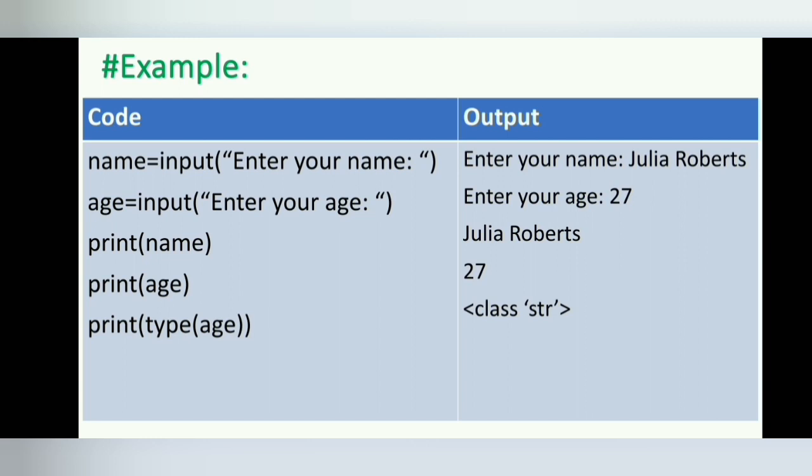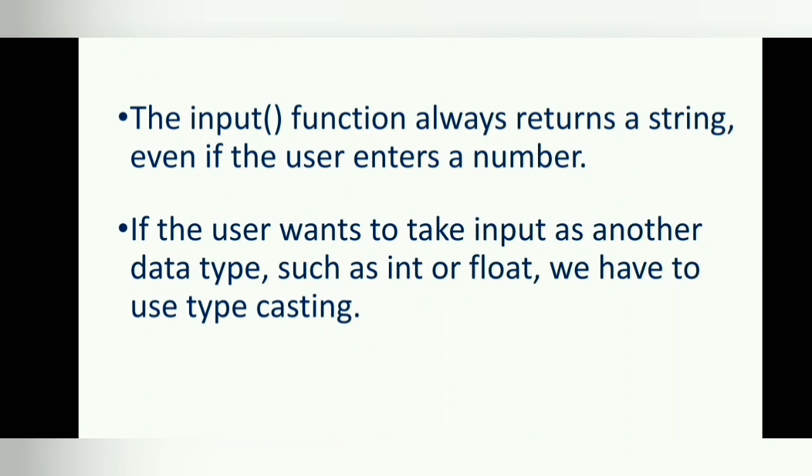The input function always returns a string even if the user enters a number. In our case, even if we have entered a number that is 27, the input function will return this value as a string. If the user wants to take input as another data type, such as int or float, we have to use typecasting, because a number as a string cannot be used in mathematical operations such as addition or subtraction.